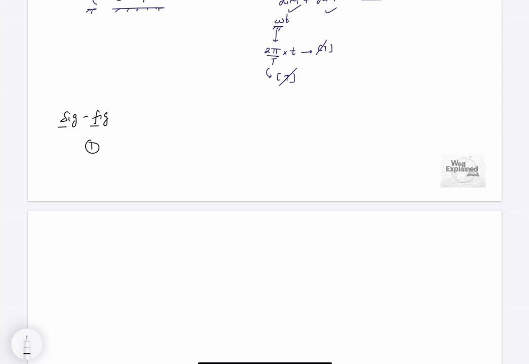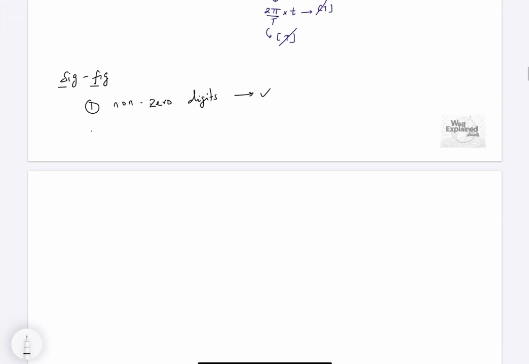So the first rule is non-zero digits are counted as significant figures, right? I'll give you examples also at the end. First, we'll just go up with the rules. And zeros between non-zero digits are counted as significant figures, right?